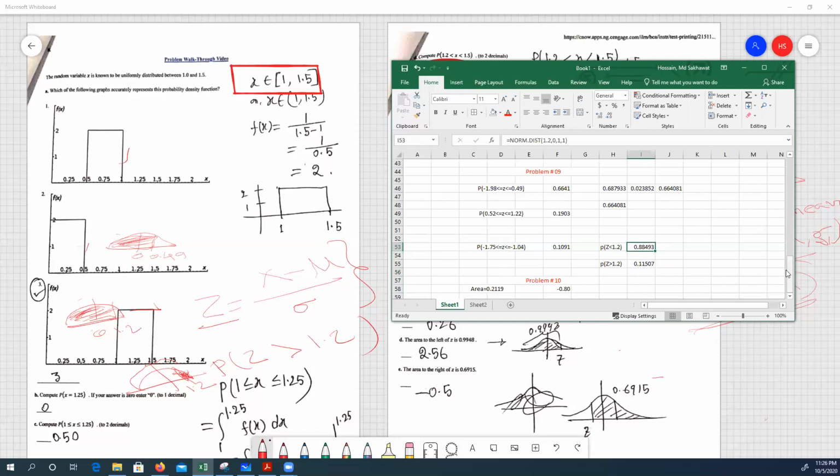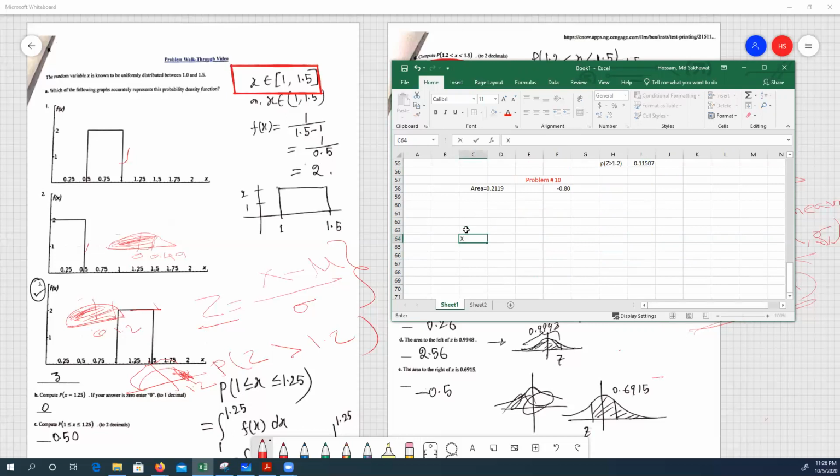Okay. So now the question is, here the random variable was a standard normal distribution. So what will happen if you do not have a standard normal distribution? Suppose X follows a normal distribution with a different mean. Suppose the mean is 12, comma, standard deviation is 2.